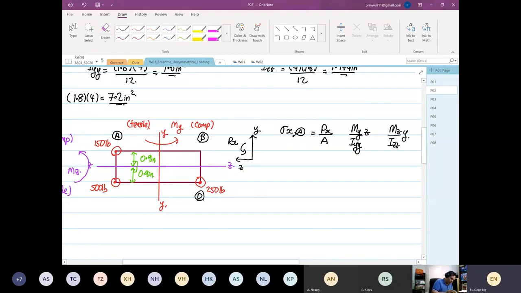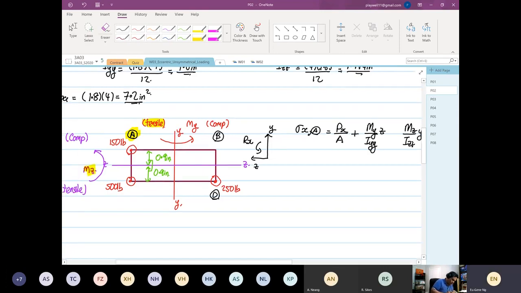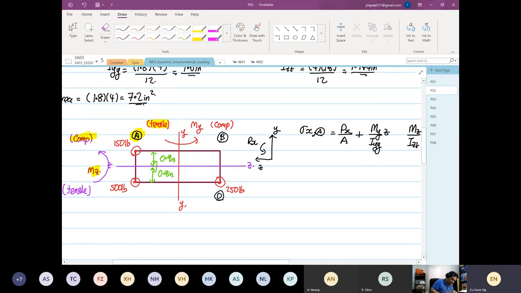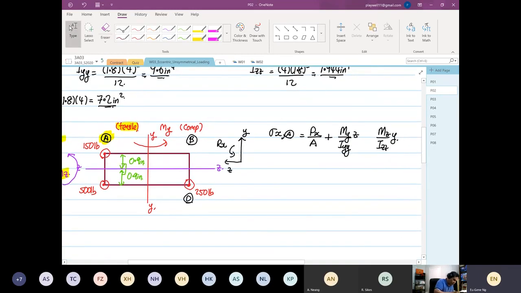So if we were to focus at point A now, right? If we look at point A now, so this is our point A, and then My is going to cause a tensile. You can see it over here. My is going to cause a tensile, so you just put positive down here. And then Mz, at point A, is going to induce a compression. Then that's where we know that we're going to put the minus sign. That's why I say don't worry about the sign. Once you got the vector right, do not worry about the signs.